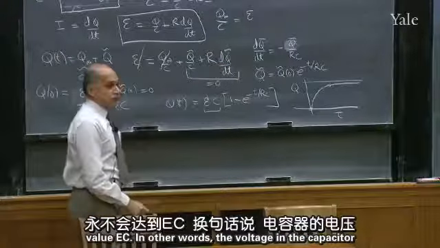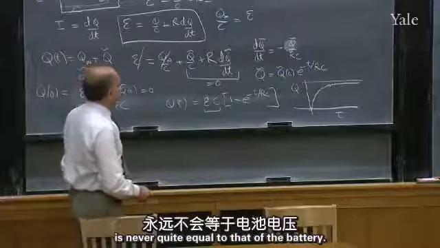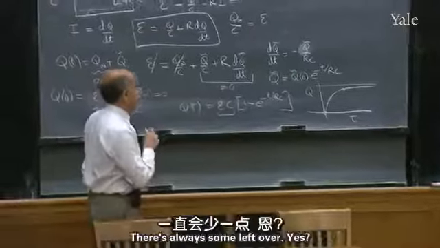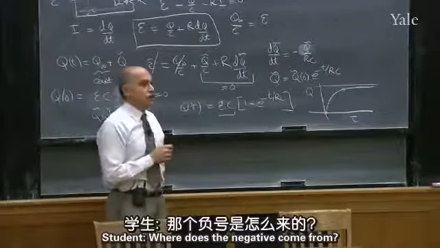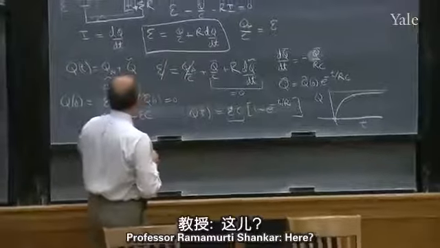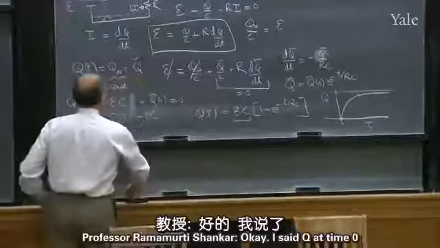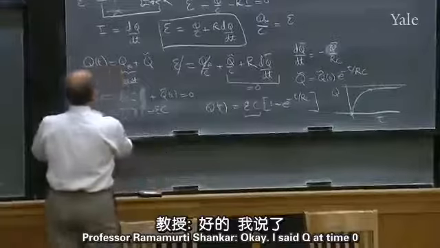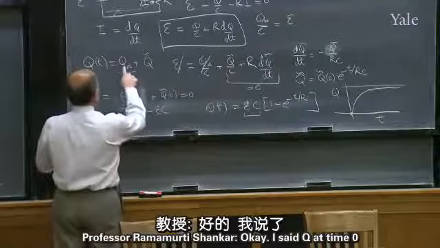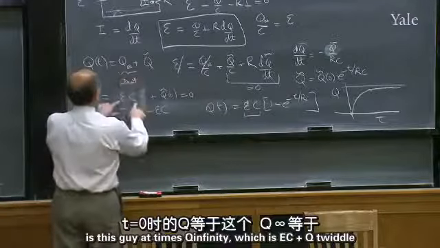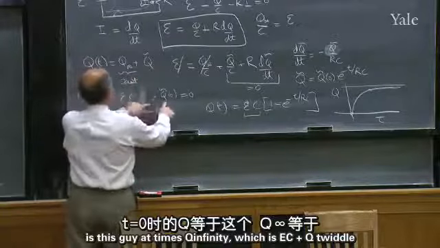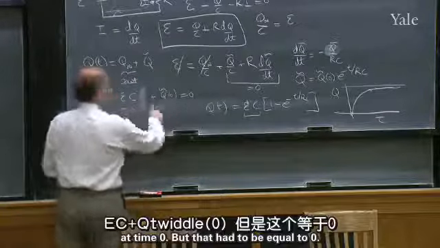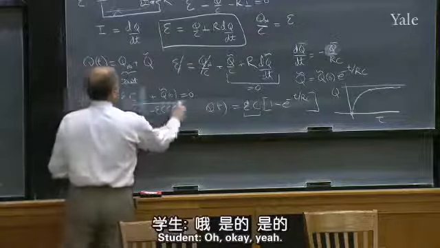In other words, the voltage on the capacitor is never quite equal to that of the battery. There's always some left over. Yes? Where did the negative come from in that Q twiddle? Here? Yeah. I said Q at time 0 is Q infinity, which is EC, plus Q twiddle at time 0, but that had to be equal to 0. Oh, okay, so that's how I got that.